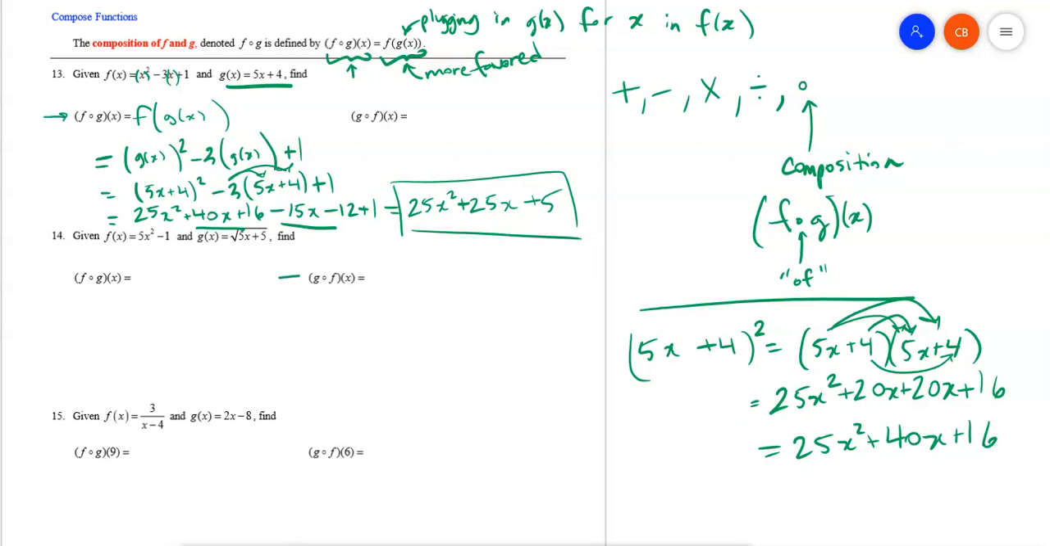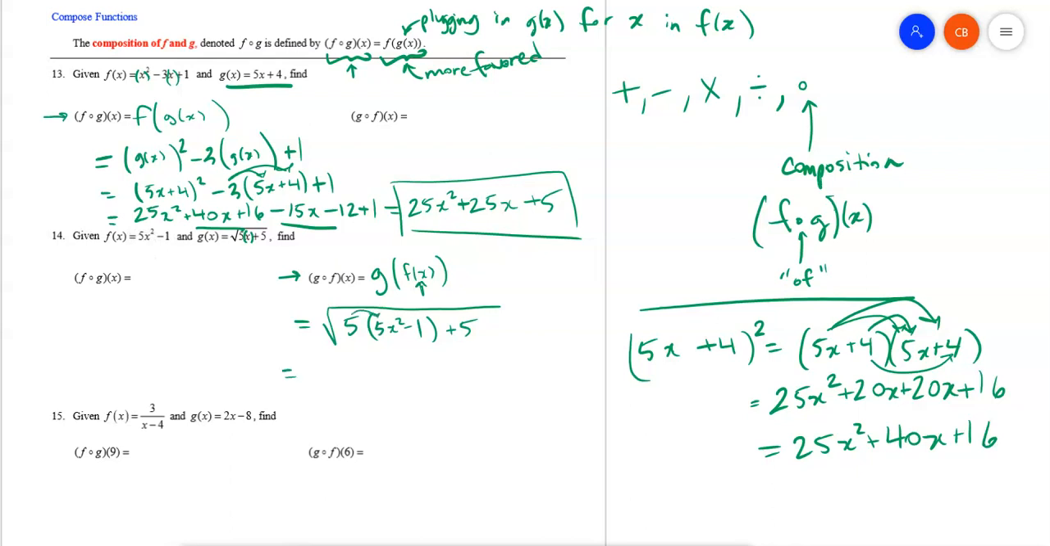Why don't we try this one, doing g of f of x, which of course means we will plug in f of x for x inside of the g function. So the g function is going square root of 5 times x, plus 5. But instead of x, we want to actually put the whole f of x there. So for this x, we will put this whole expression for f of x, which was 5x squared minus 1.